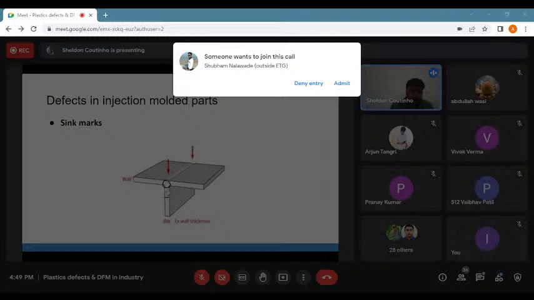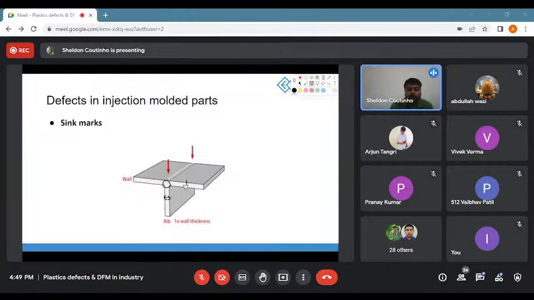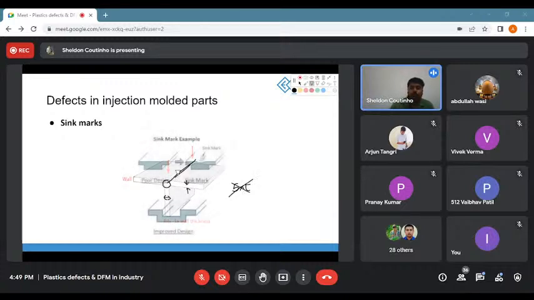This rib thickness cannot be more than 40% of your material's wall thickness. Okay. The height of the rib cannot be more than 5 times the thickness. It cannot cross this. If it crosses this, you will have a sink mark forming. So now, how do you create these materials? Okay. Now, this is very similar to the drawing that I had made. This is what you want.